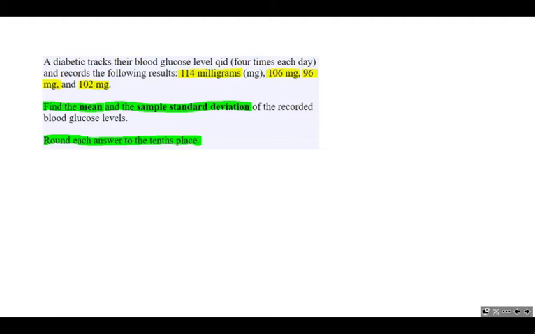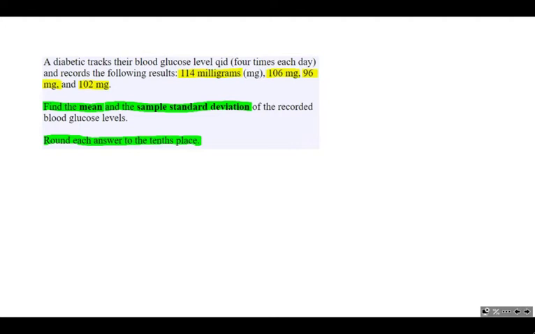Let's go ahead and highlight the important information here. We've got 4 values and they're highlighted here, and we need to find the mean and the sample standard deviation of these values and then round correctly. Recall that mean is synonymous with average, isn't it? So we know how to find the mean of a list of values. We add them all together, find this total sum, and then we divide that by the number of numbers in the list, in this case 4. So we'll find the mean here in just a moment.